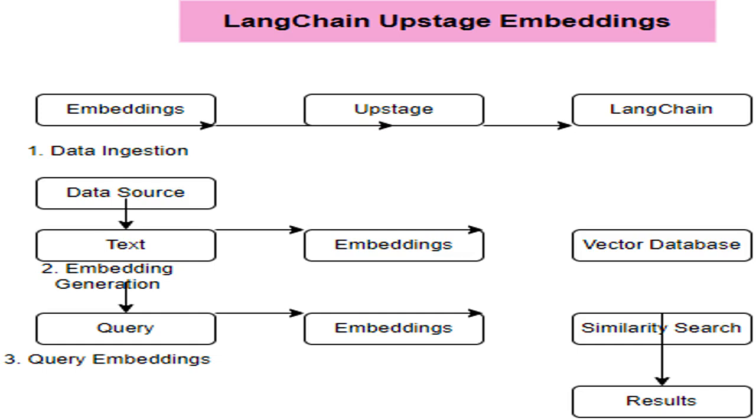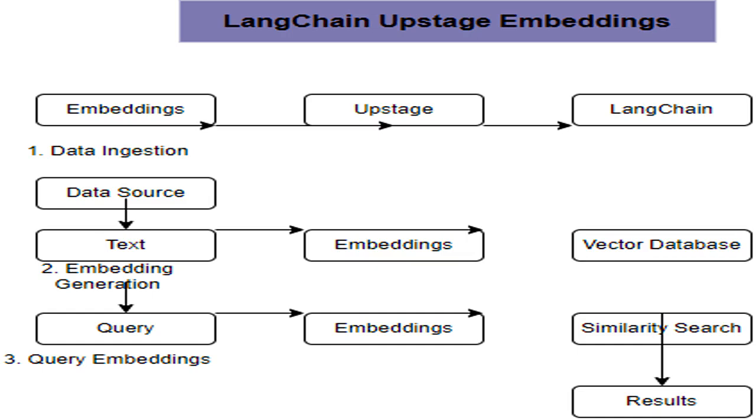LangChain Upstage embeddings. Data source. Provides the text data that needs to be processed. Provides text to be converted to embeddings. Embeddings. Transforms text data into numerical representations, embeddings. Converts text data into numerical vectors, embeddings. Upstage. An embedding model that converts text into embeddings. Generates embeddings from text data.